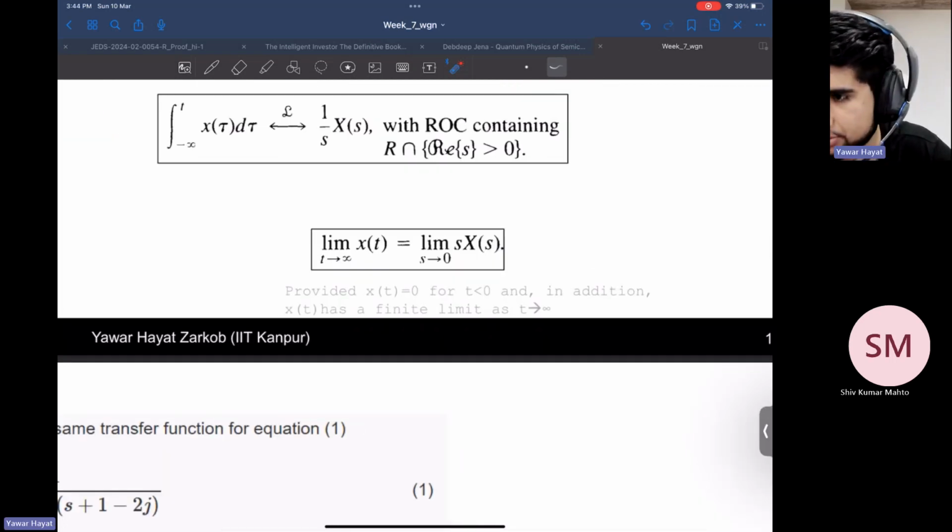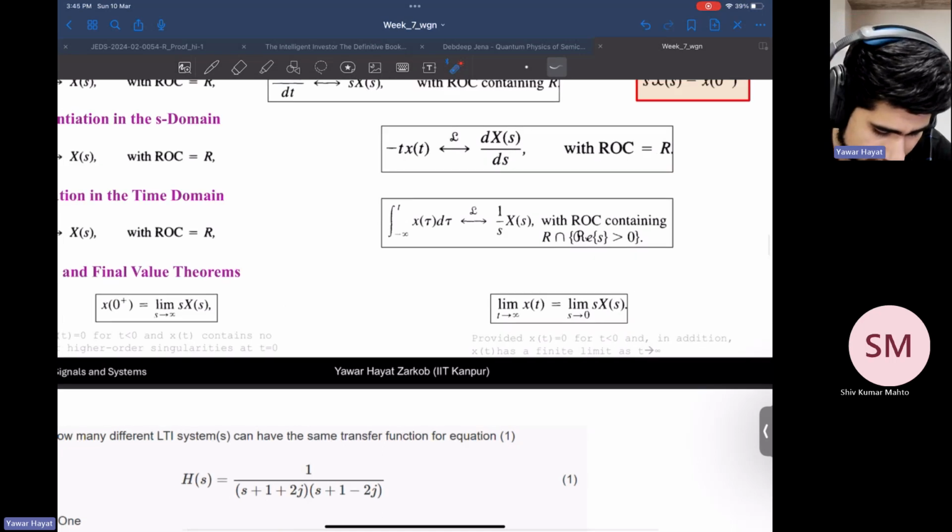Likewise, we have the final value theorem, which states that the limit as t tends to infinity of x of t is the limit as s tends to 0 of s times X of s. Again, this is valid provided x of t is equal to 0 for t less than 0. This part is the same.